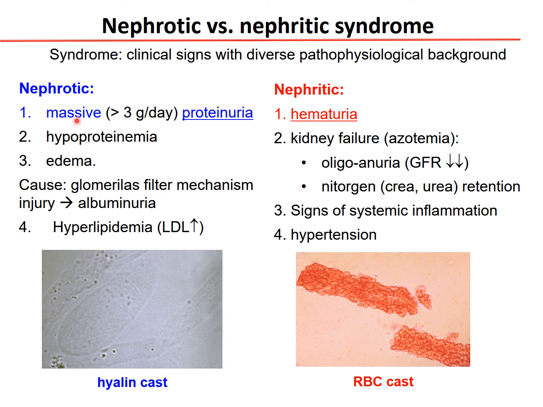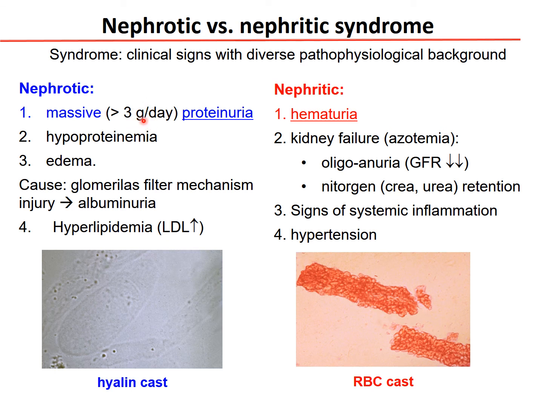Based on the clinical syndromes or symptoms, we have two major categories, nephrotic syndrome and nephritic syndrome. However, because this is a sum of clinical signs, the causes are very diverse. Let's see what nephrotic syndrome is.